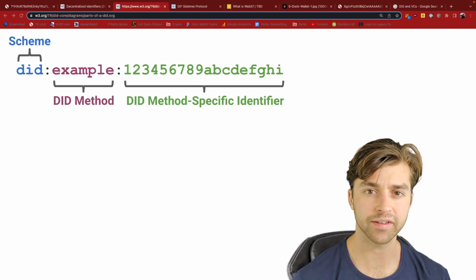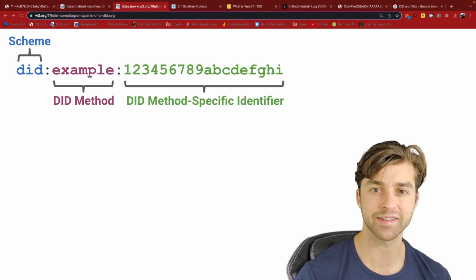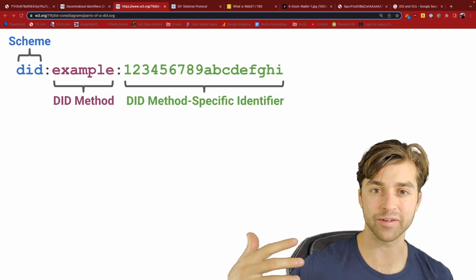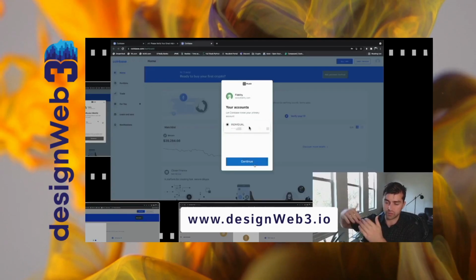In the next several minutes, I'm going to tell you everything you need to know about how decentralized identifiers work and how they are changing things. I'm going to go through a specific use case. Let's get into it.